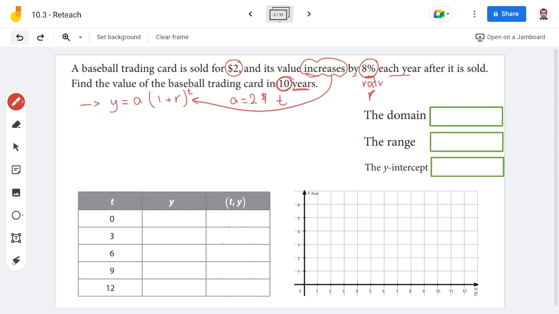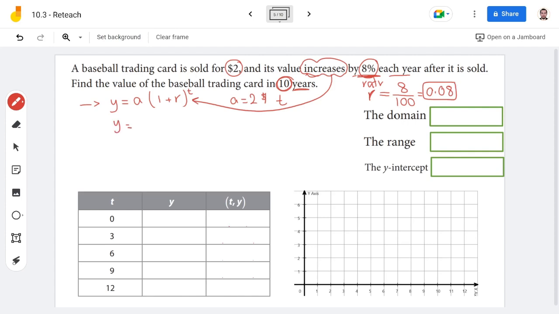So always, when you're given a rate as a percentage, you put the number over 100. Always like that: 8 over 100. And we know that 8 over 100 is equal to 0.08. Now, r is equal to what? r is equal to 0.08.